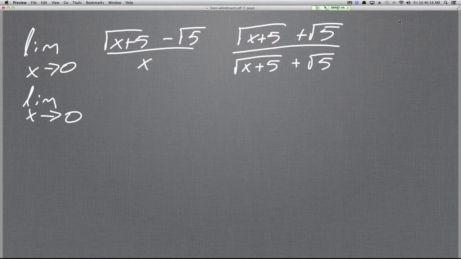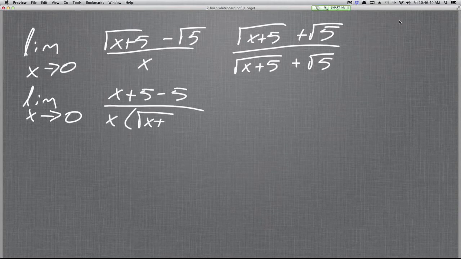Why? Because it cancels out the radical. I only want to multiply the numerator in this case because that's the conjugates. You only multiply the conjugates together. You don't multiply the other part. So if I multiply the conjugates together, that's going to give me x plus 5 minus 5. On the bottom, we do not multiply it out. We leave it.